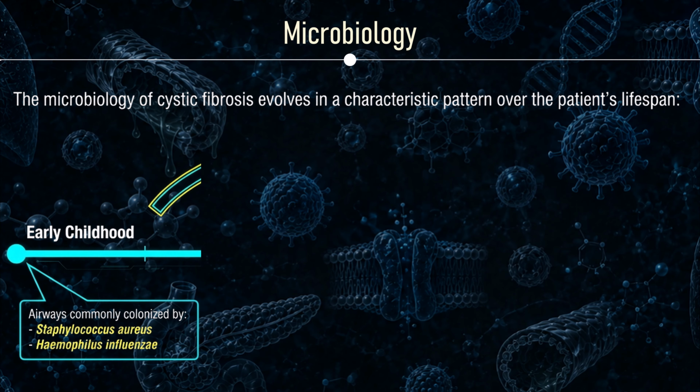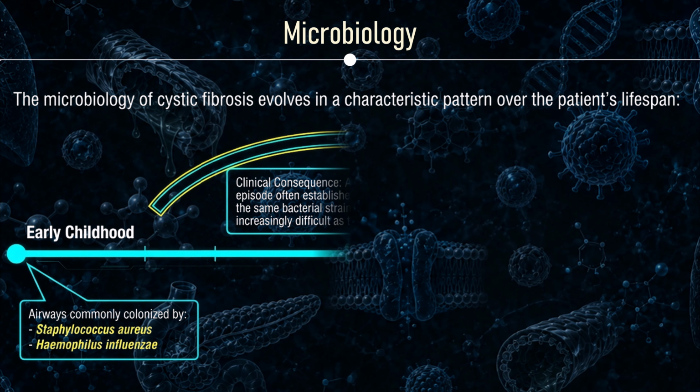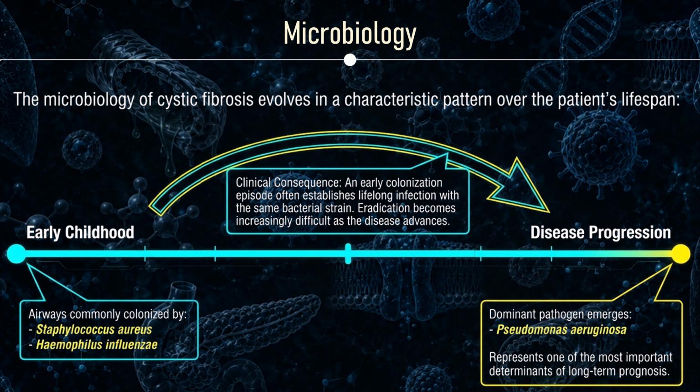During early childhood, organisms such as Staphylococcus aureus and Haemophilus influenzae commonly colonize the airways. As the disease progresses, Pseudomonas aeruginosa becomes the dominant pathogen and represents one of the most important determinants of long-term prognosis. An early colonization episode often establishes lifelong infection with the same bacterial strain, making eradication increasingly difficult as the disease advances. Over many years within the cystic fibrosis airway, Pseudomonas aeruginosa undergoes adaptive evolution.